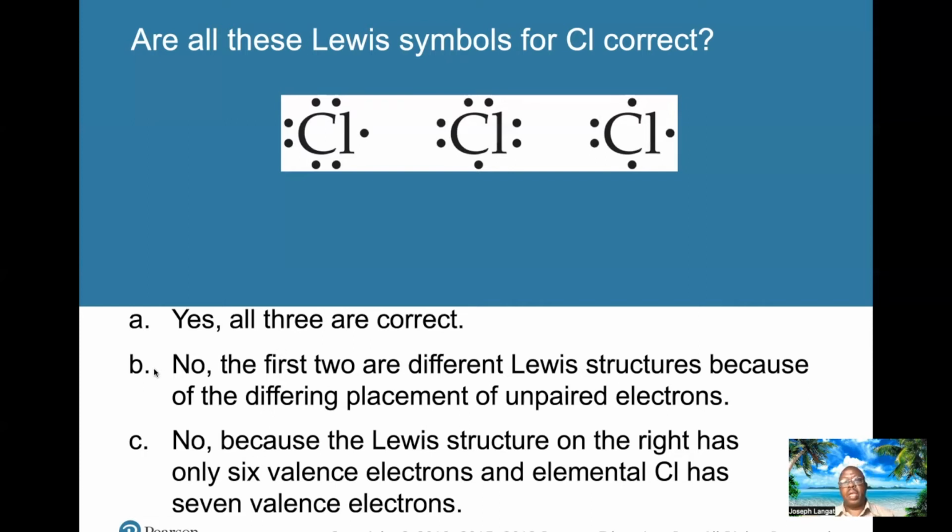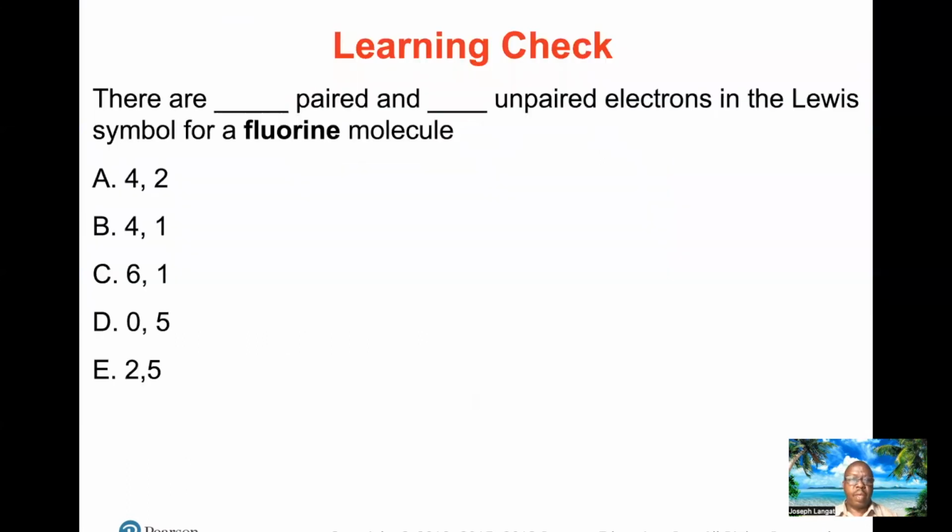The point here is you should be able to draw the dot symbol for any element. In this case, for main group, you don't need to memorize. You'll be given the periodic table. Let's see. Typical question in the quiz.